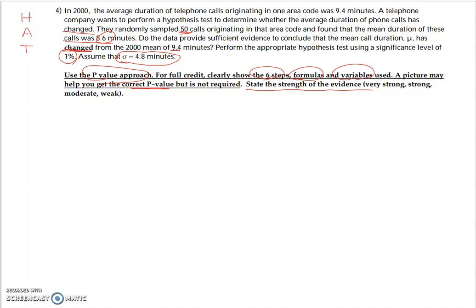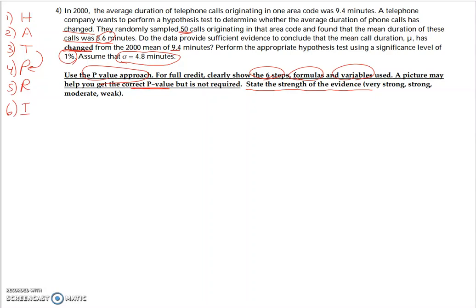Since this is a p-value test, the first 3 steps are the same as when you do a critical value approach. We'll state our hypothesis, the significance level, and get the test value or the test statistic. But now the 4th step is going to be the p-value. That's going to come from the test statistic. And then in the 5th step, we'll use that p-value to decide if we're going to reject or not. In step 6, we will interpret the results.